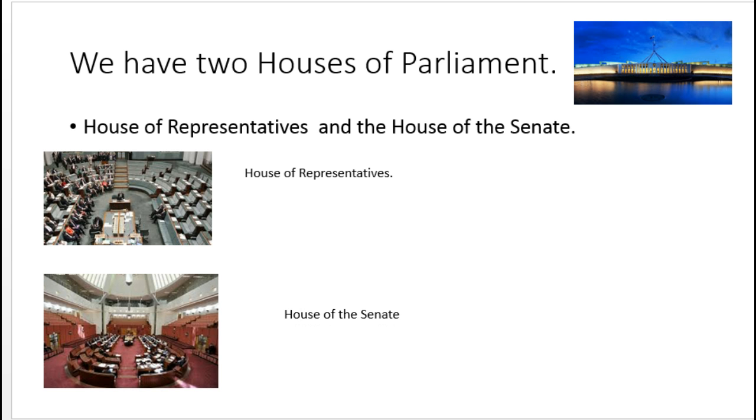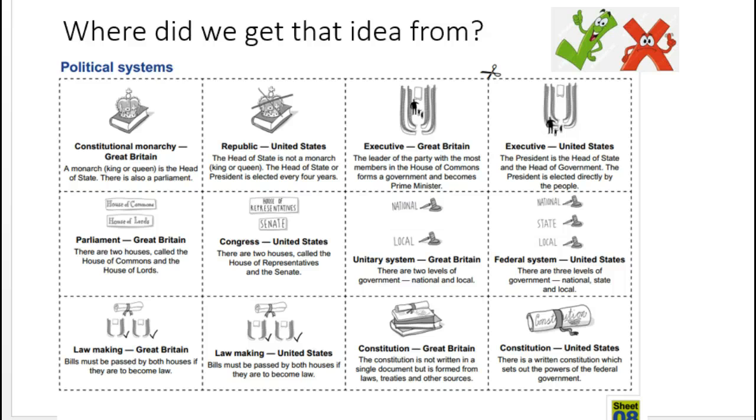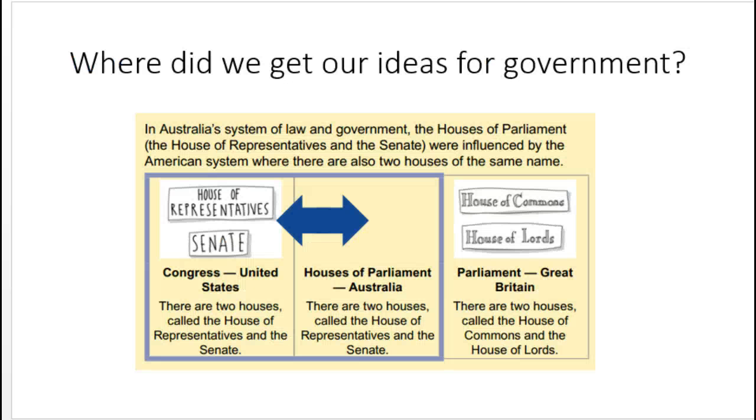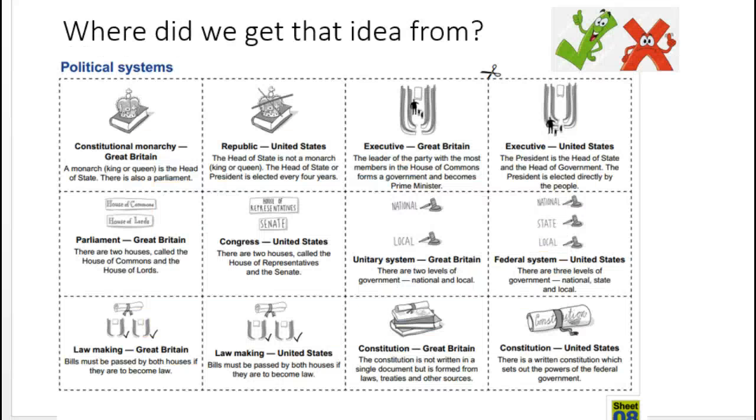Okay, so you can go and get sheet 8 out. All right, and we're going to look at how the United Kingdom, the UK and USA have influenced the type of government that we have. Okay, so grab sheet 8 and grab a green pencil and a red pencil.